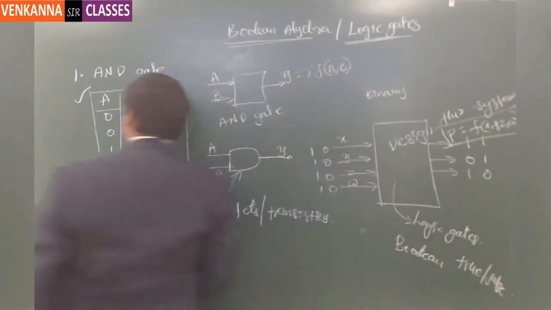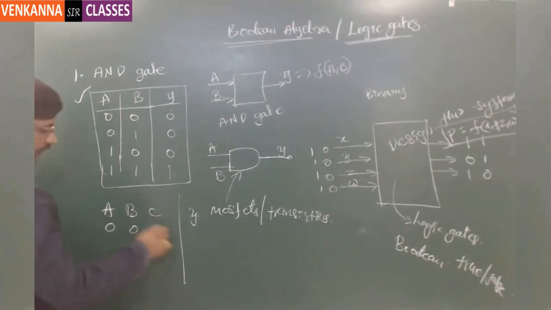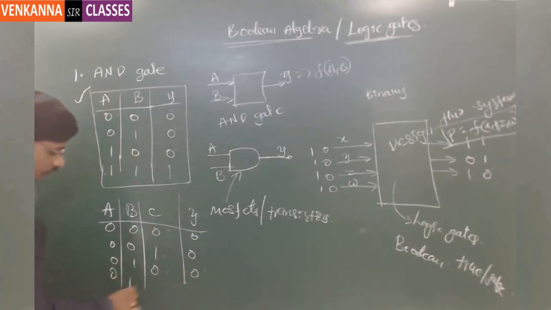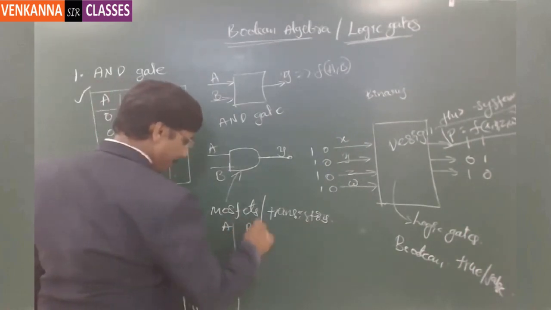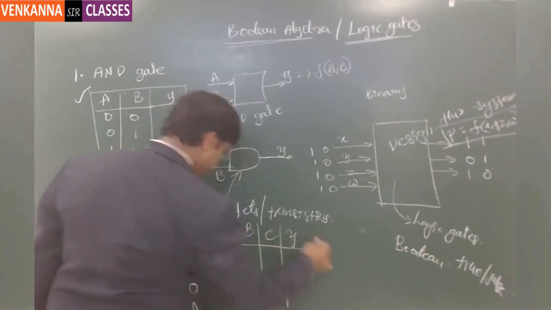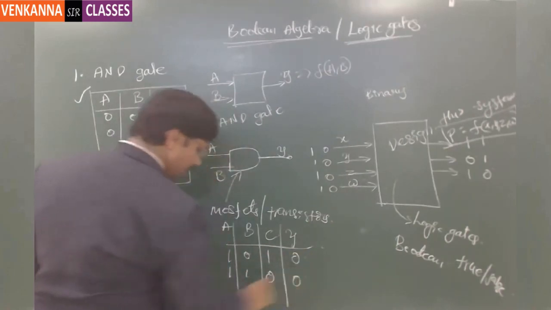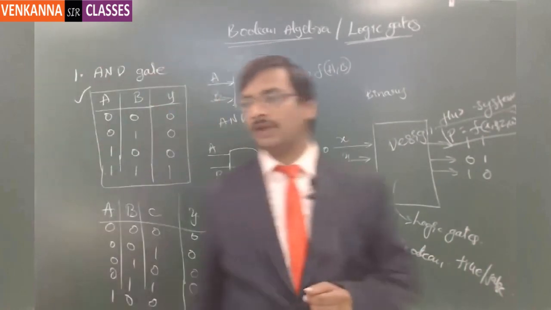Suppose there are 3 different inputs, A, B, C, and the output is Y. The different values we are going to give are 0, 0, 0, and this is 0; 0, 0, 1, this is 0; 0, 1, 0, this is 0; 0, 1, 1, this is again 0; 1, 0, 0, this is again 0; 1, 0, 1, this is 0; 1, 1, 0, this is again 0; and 1, 1, 1, this is the only place where you can get 1. So this is the basic behavior of an AND gate.